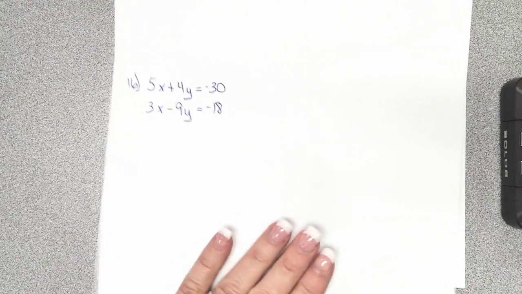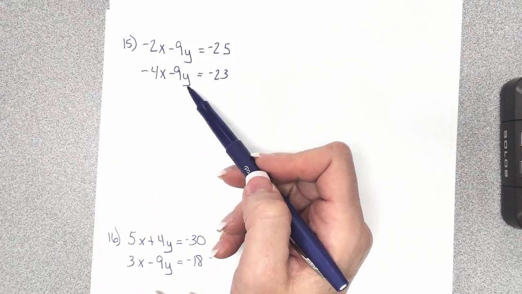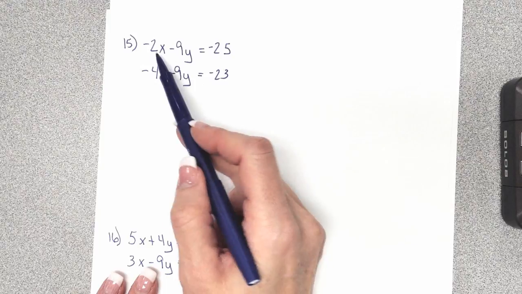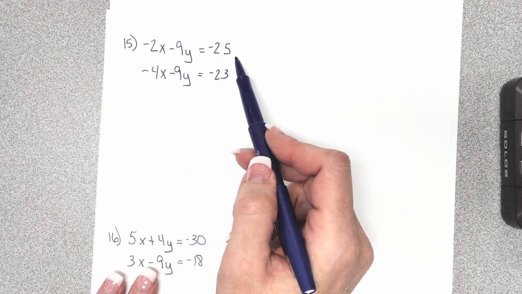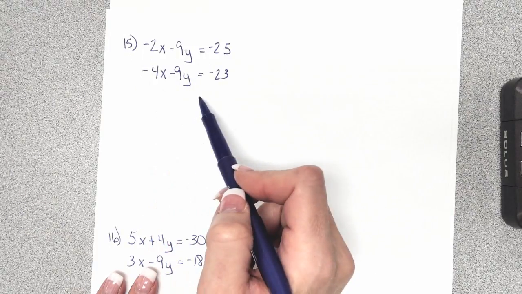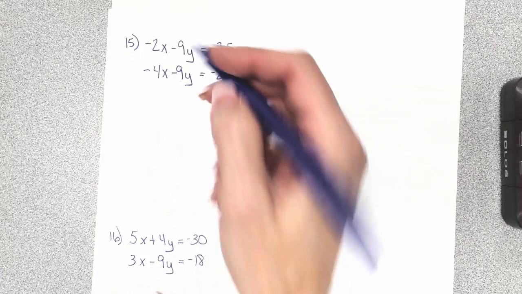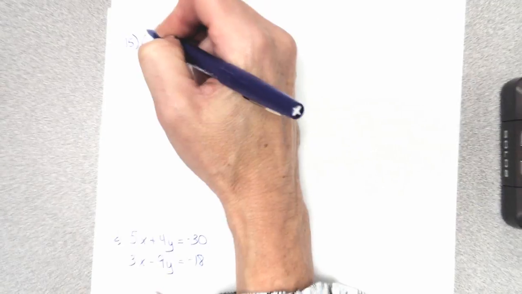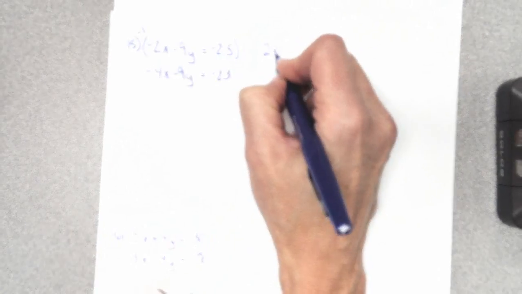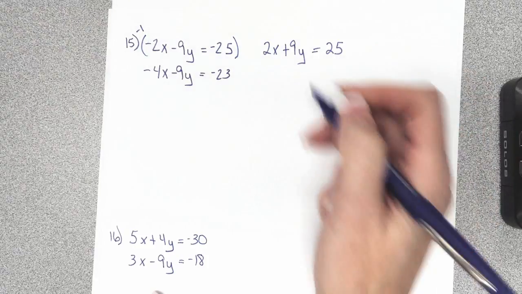All right, let's look at number 15. This one almost cancels out. We could almost cancel out the 9s, or you could work on the 2s and the 4s. You could multiply the top row by a negative 2 so that the 4s would cancel, or I could multiply the top or bottom row, doesn't matter, by a negative 1 so that the 9s would cancel. I'm going to cancel out the 9s. So I'm just going to multiply the top row by a negative 1. So then it's going to become 2x plus 9y equals positive 25.